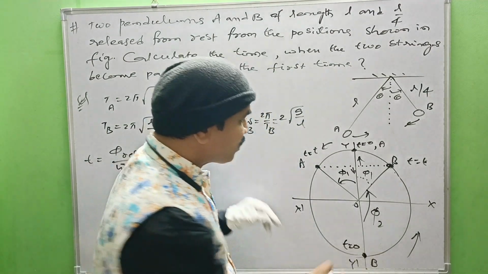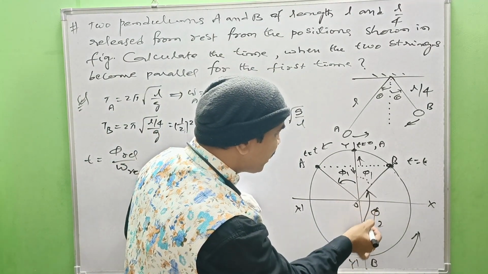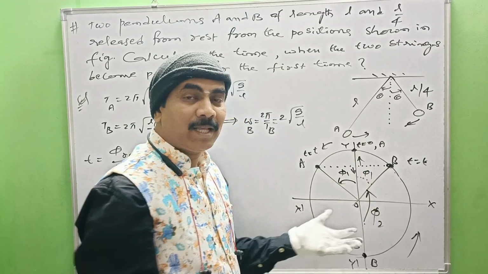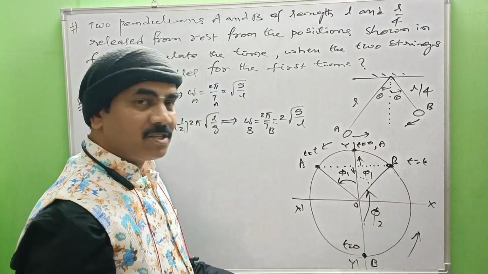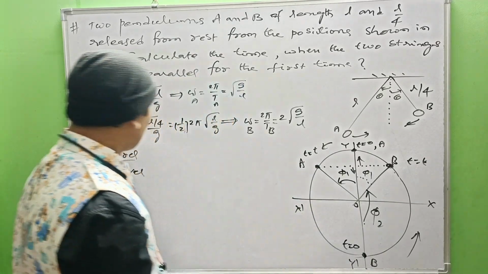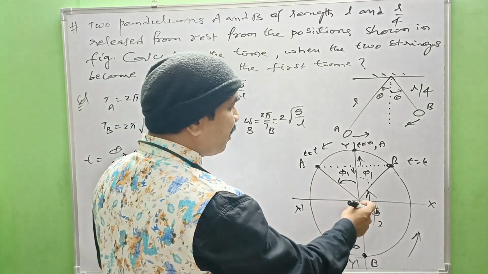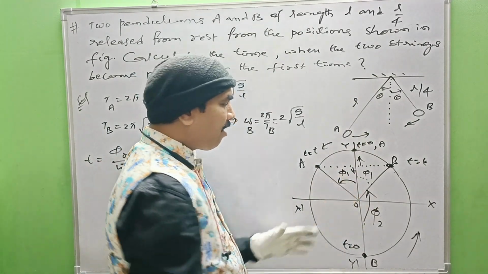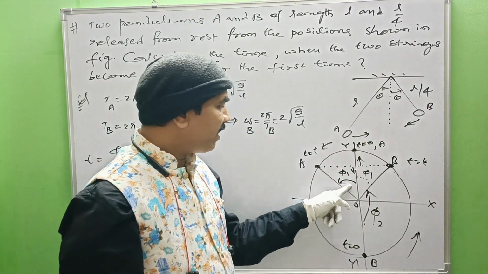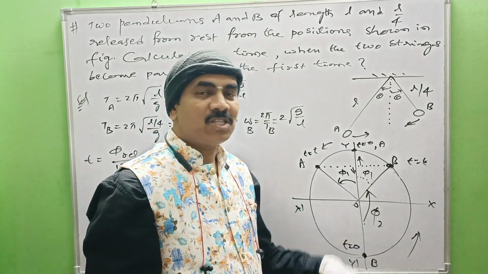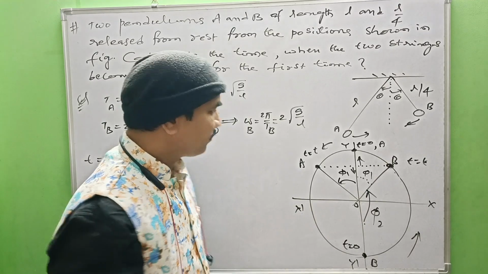But phi 1 plus phi 2, see here, phi 1 plus phi 2 is 180 degrees. From here to there phi 2, here to there phi 1. So phi 1 plus phi 2 equals 180 degrees. That is what, in fact, not a sum, that is relative. Why? Because phi 1 and phi 2 are not in the same sense. Phi 1 is with the positive axis, but phi 2 is with the negative axis. That's why they are in different senses, right?